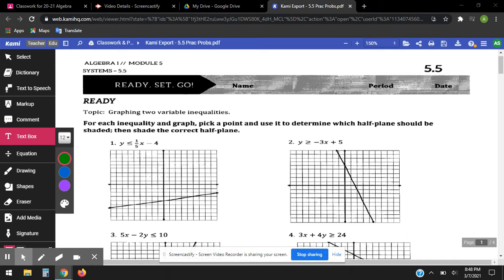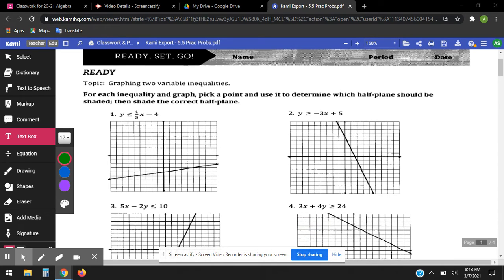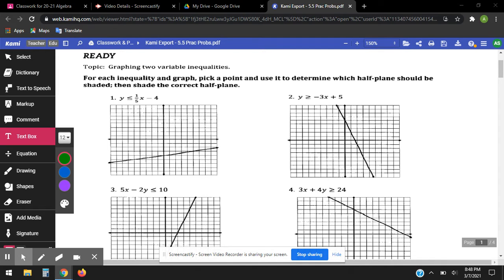Hi, this is Algebra 1, Module 5, Lesson 5, the practice problems. We are going to practice graphing inequalities here. For each inequality and graph, pick a point and use it to determine which half plane should be shaded. Then shade the correct half plane.